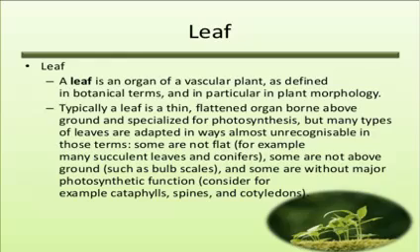But many types of leaves are adapted in ways almost unrecognizable. In those terms, some are not flat, for example, many succulent leaves and conifers. Some are not above ground, such as bulb scales. Some are without major photosynthetic function. Consider, for example, cataphylls, spines, and cotyledons.